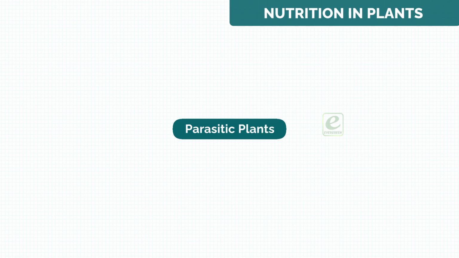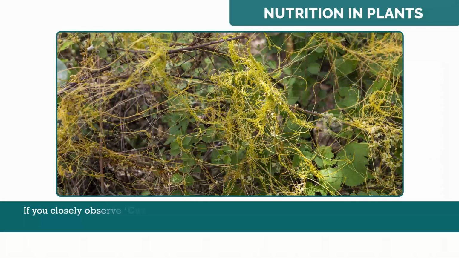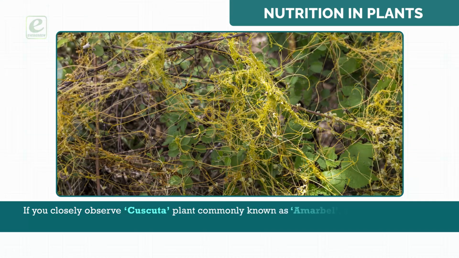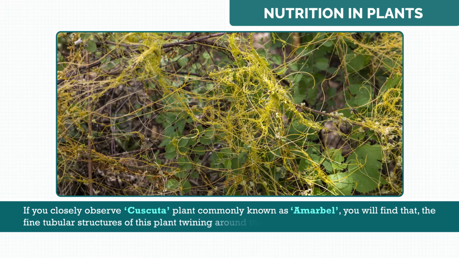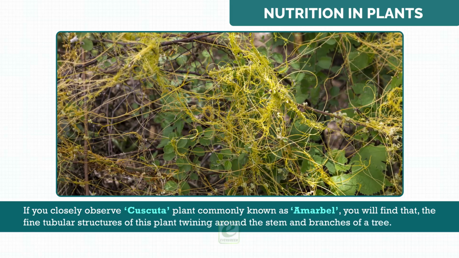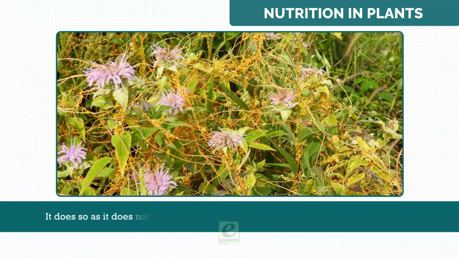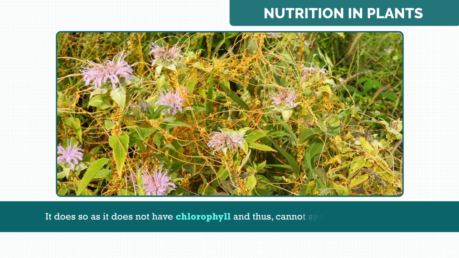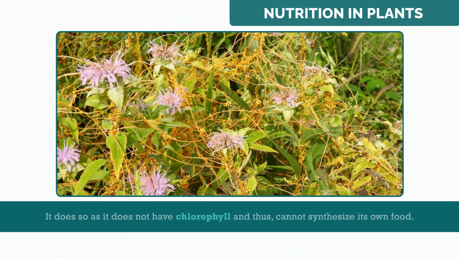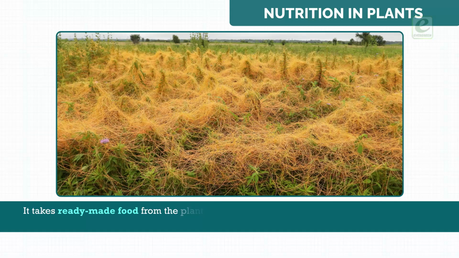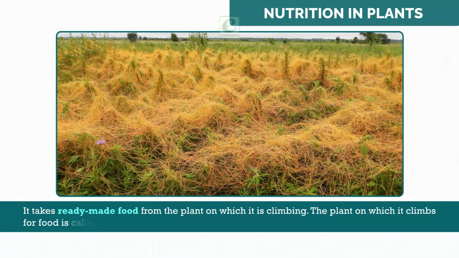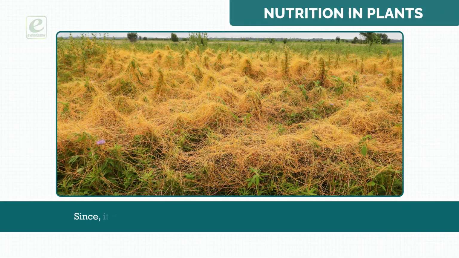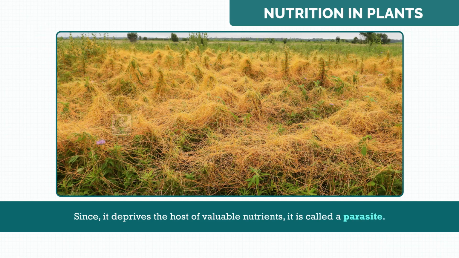Parasitic plants. If you closely observe Cuscuta plant, commonly known as amarbel, you will find the fine tubular structures of this plant twining around the stem and branches of a tree. It does so as it does not have chlorophyll and thus cannot synthesize its own food. It takes ready-made food from the plant on which it is climbing. The plant on which it climbs for food is called the host. Since it deprives the host of valuable nutrients, it is called a parasite.